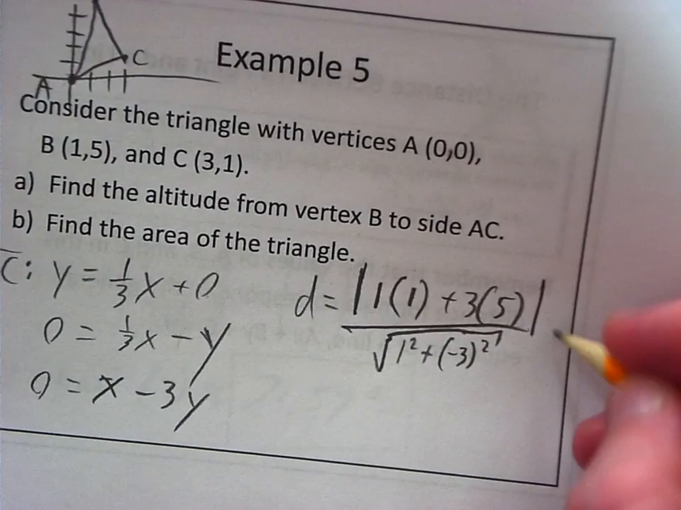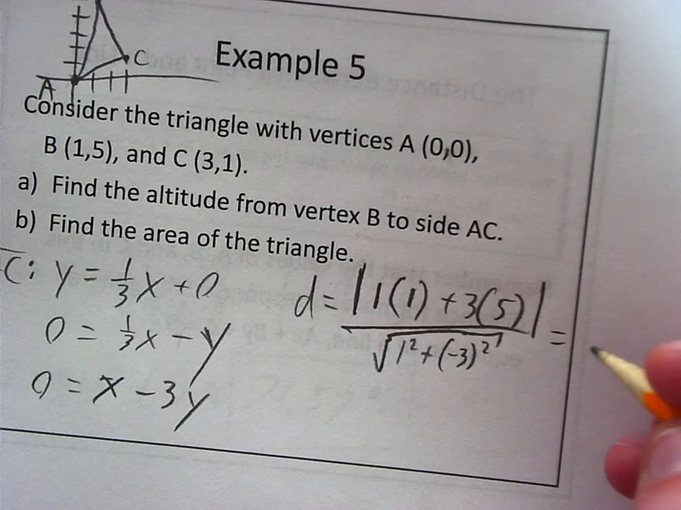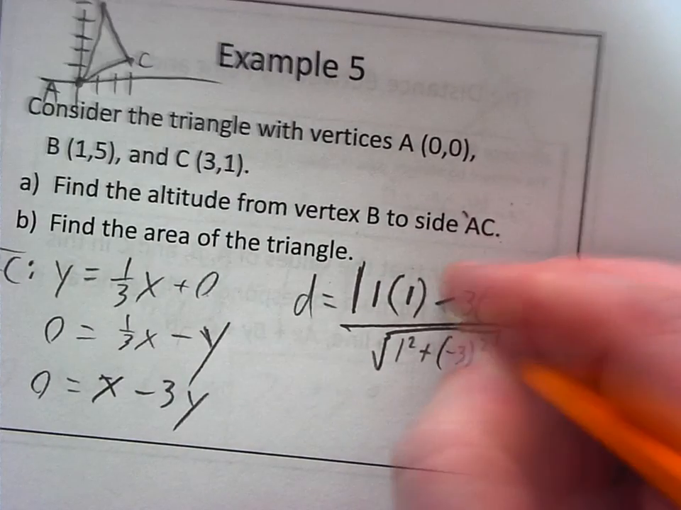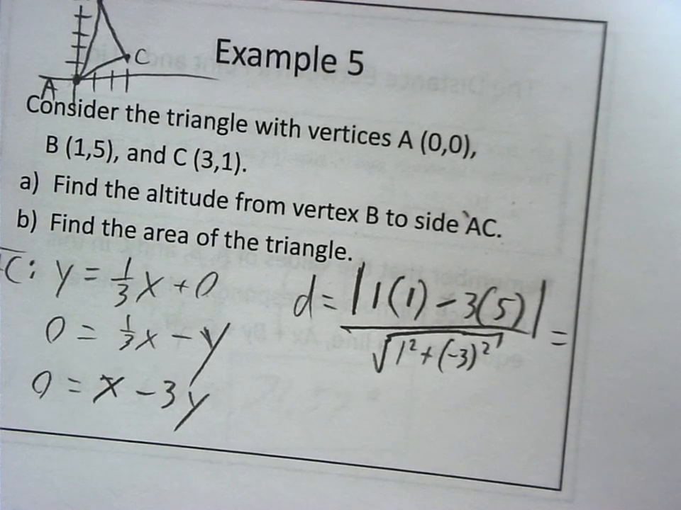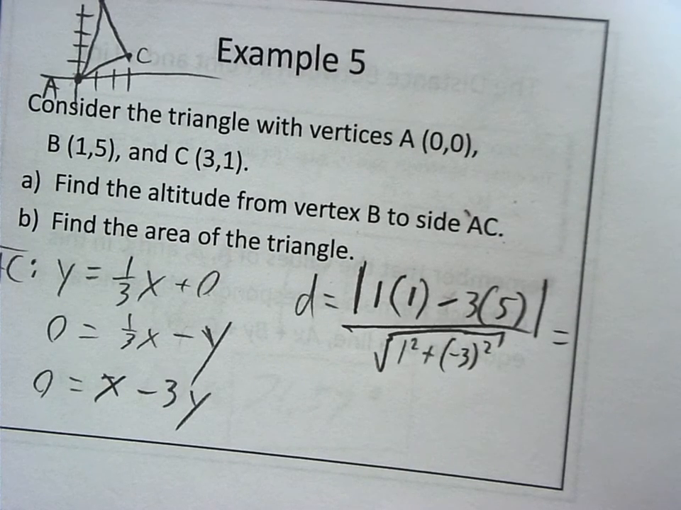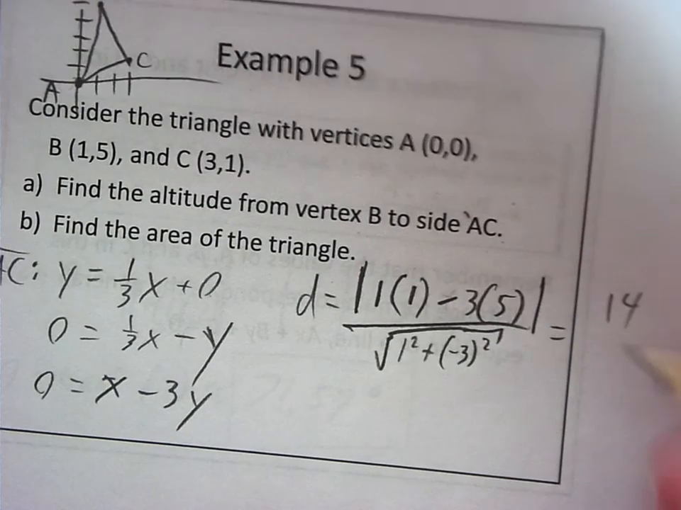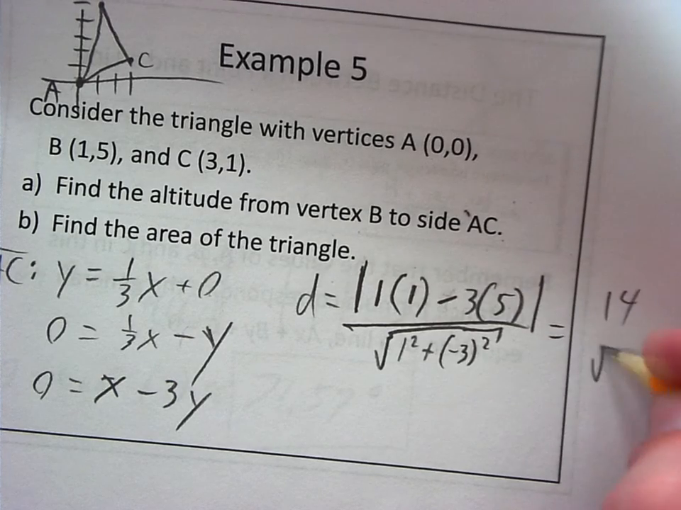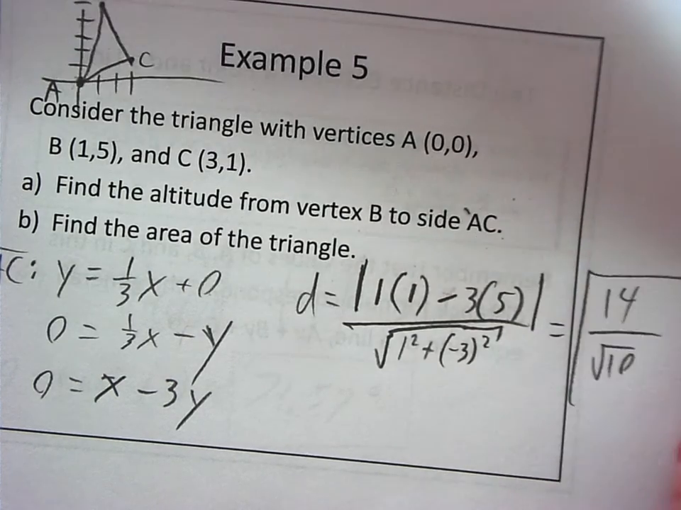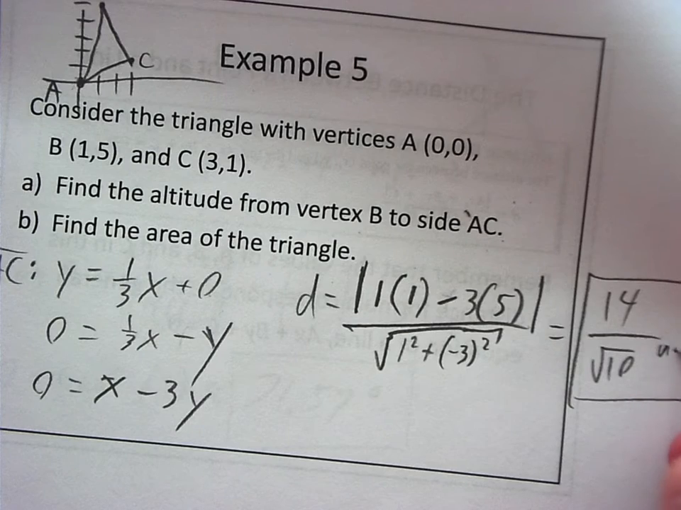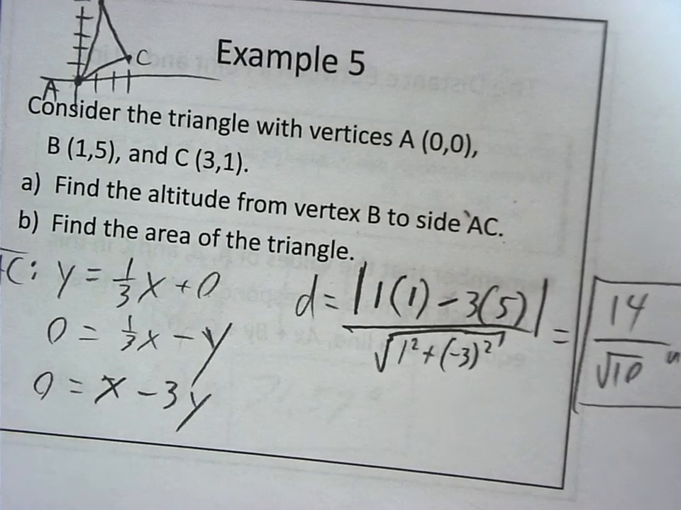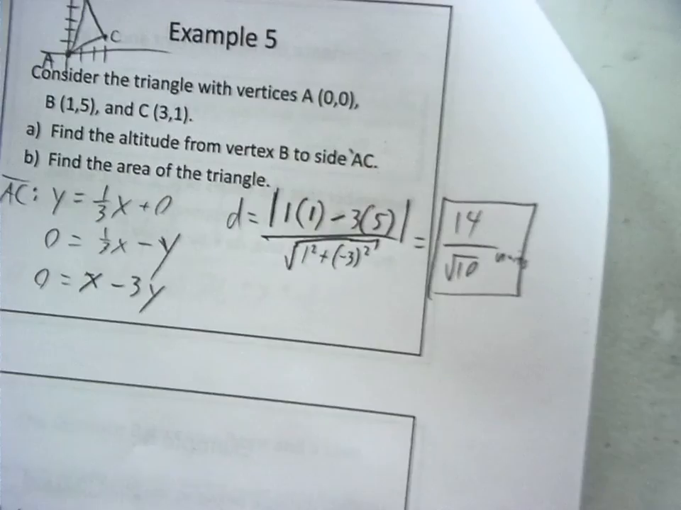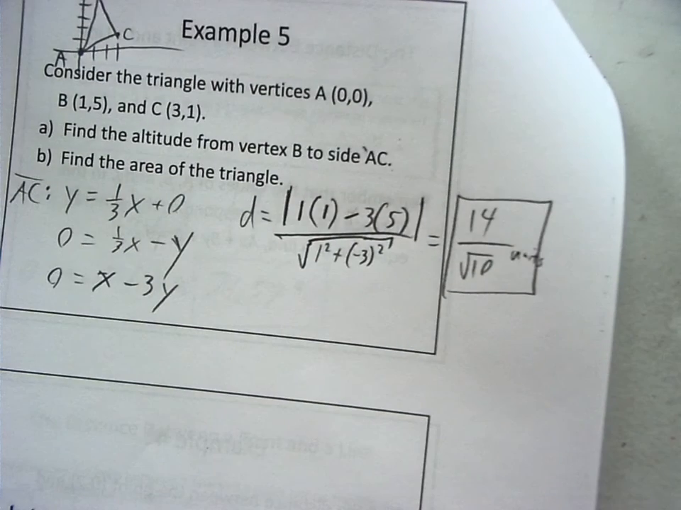So what do I end up with on top? Oh yeah, and this should be minus 3 up here. 14 on top. What do you get in the denominator? Square root of 10. So this is actually the distance, however many units this is. Now normally I should actually rationalize the denominator and all that, but because I'm going to use this for something else, I'm just going to leave it the way it is.